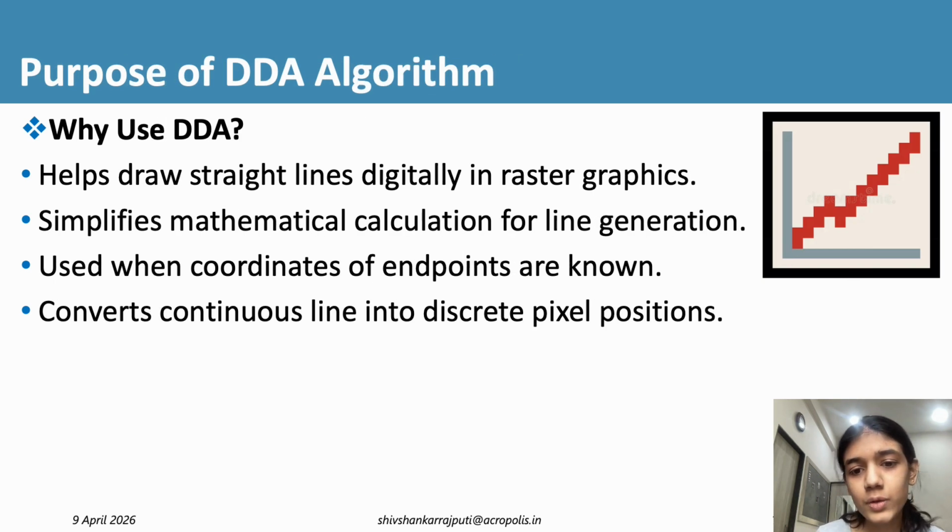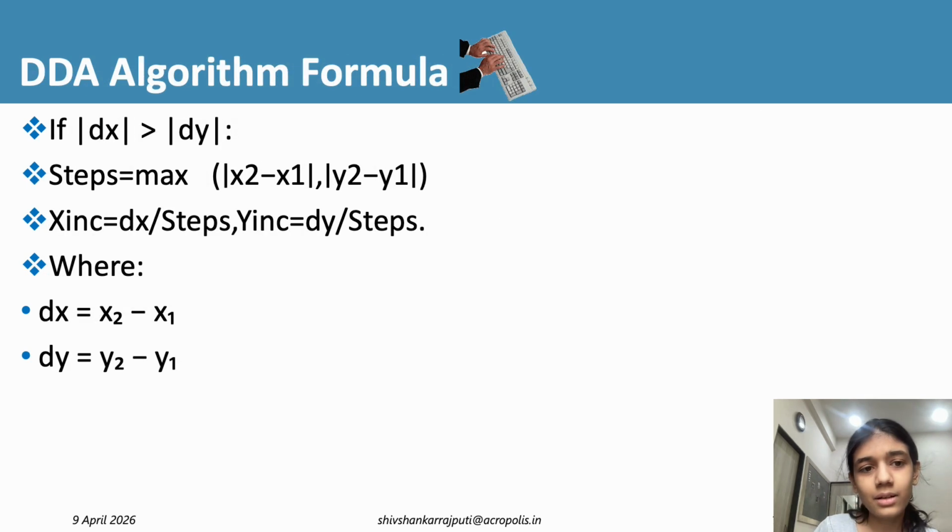Now, why do we use the DDA algorithm? Because it helps us draw straight lines digitally in raster graphics. It simplifies mathematical calculation for line generation, and it is used when coordinates of endpoints are known. It converts a continuous line into discrete pixel positions. We'll be able to understand this with the help of a numerical, how we use 2 endpoints in order to generate a line. We have 2 points, x and y.